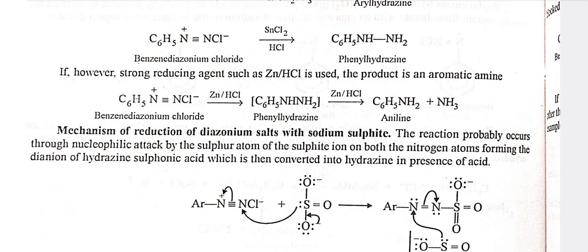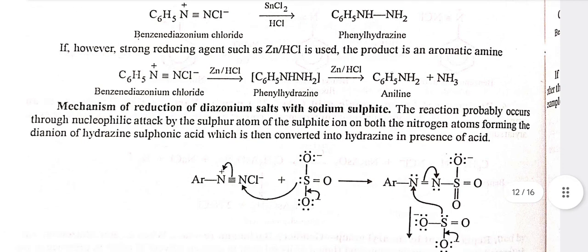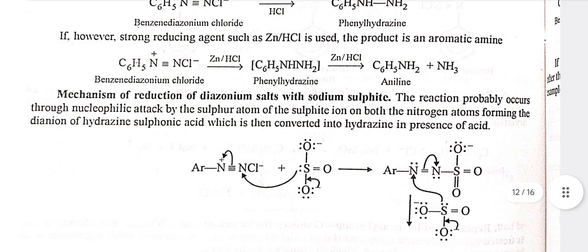If, however, a strong reducing agent such as Zn/HCl is used, the product is an aromatic amine. C6H5N2+ Cl-, with Zn/HCl, gives C6H5NHNH2, and with Zn/HCl further gives C6H5NH2 + NH3. Mechanism of reduction of diazonium salts with sodium sulfite. The reaction probably occurs through nucleophilic attack by the sulfur atom of the sulfite ion on both the nitrogen atoms, forming the dianion of hydrazine disulfonic acid, which is then converted into hydrazine in presence of acid.